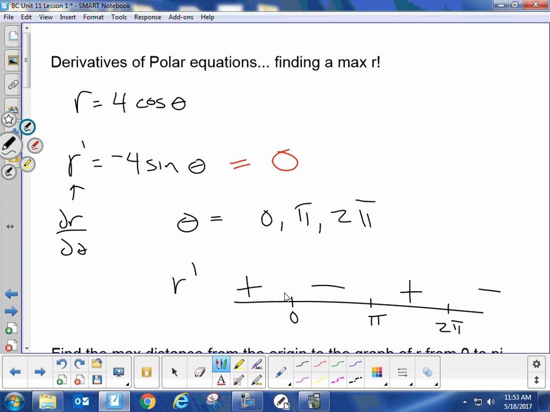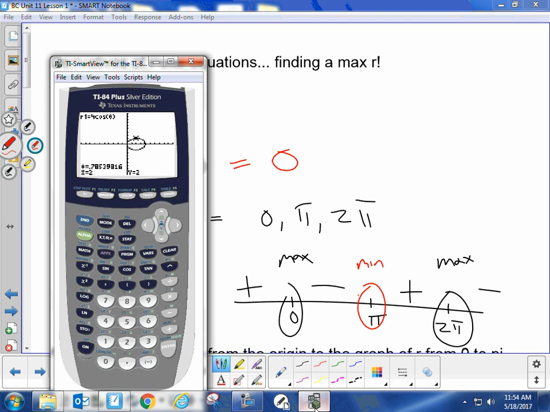We see we have a max at 0, a max at 2 pi. Well, looking at 4 cosine theta, oh, and we see we have a min at pi, right? Well, looking at 4 cosine theta at 0, what does it mean to be a max r? Well, this just means we're pretty far away from the origin. We are the max distance away from the origin. Okay, so 0 and 2 pi, we should be as far away as possible from the origin. This is the furthest we can be from the origin, 4 units away.